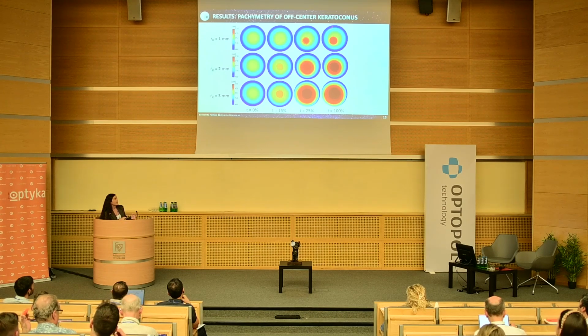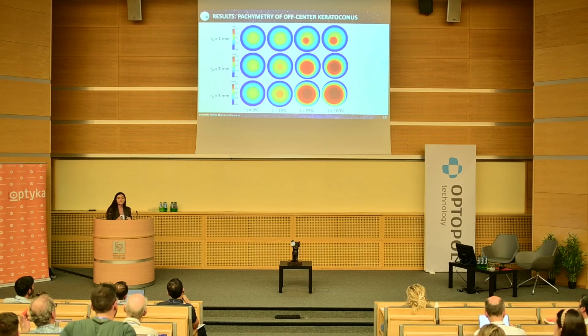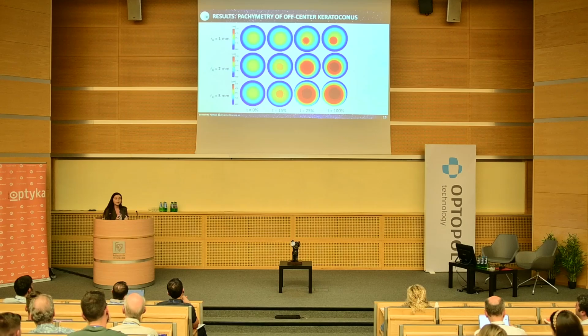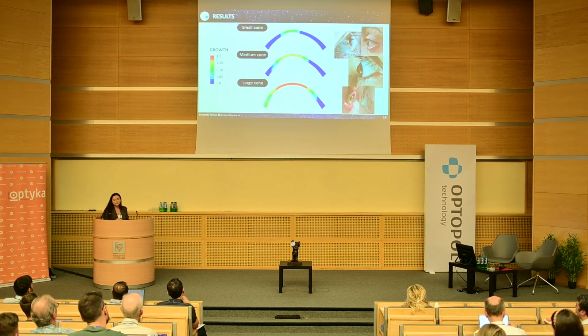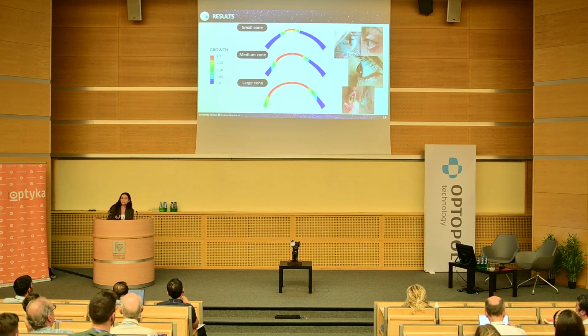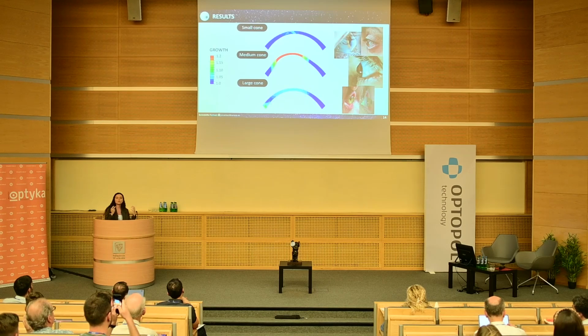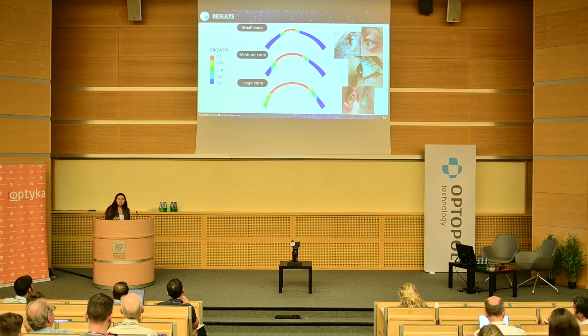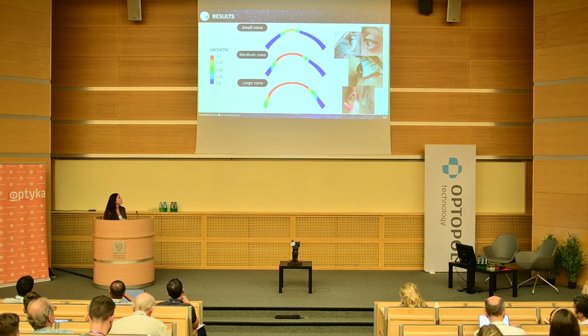Another thing is that the thinnest point is placed toward the center of the pathological zone. We also notice that the bigger the affected area, the worse this thinning phenomenon will be. This is just to give you a qualitative overview of what our model does. This is just a section, but our model is actually 3D, so it's the whole cornea. As you can see, it reproduces quite well different kinds of keratoconus shapes.